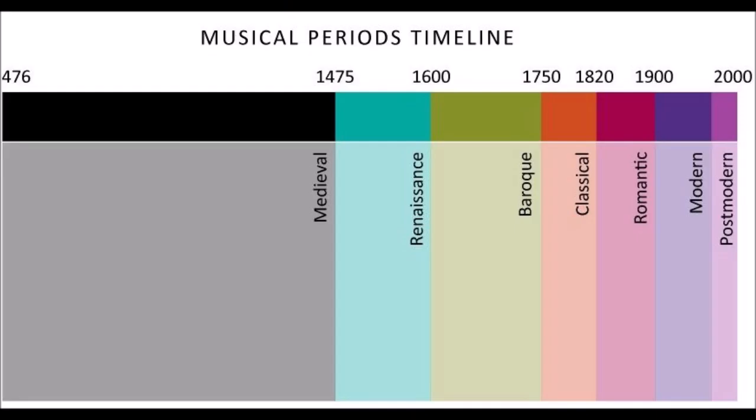Now Camille Saint-Saëns was writing this music about 150 years ago. This was the Romantic period of music. Music has a timeline. 150 years ago, it was the Romantic period.